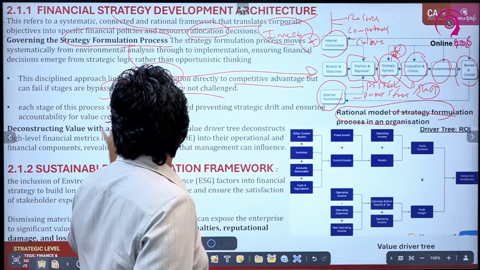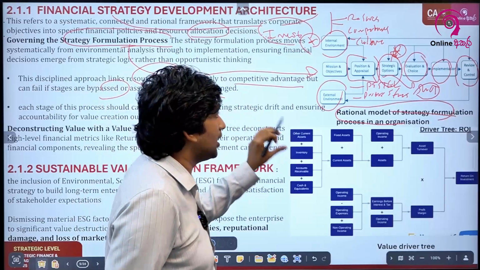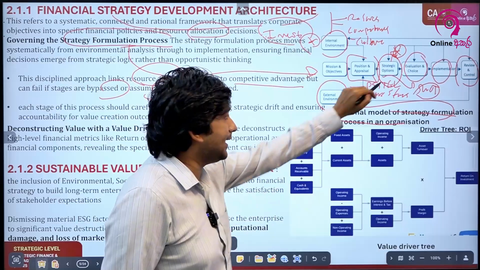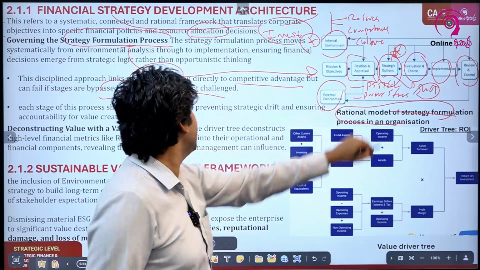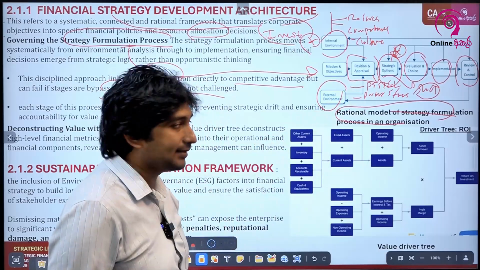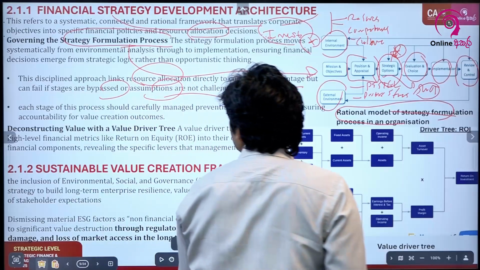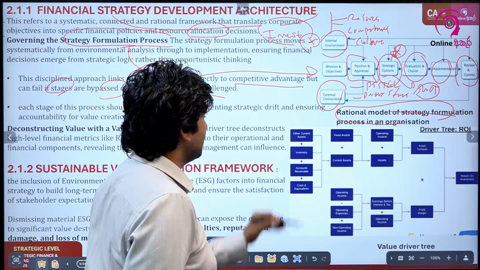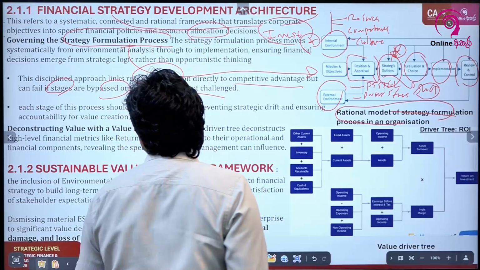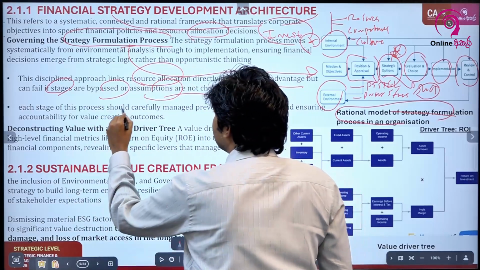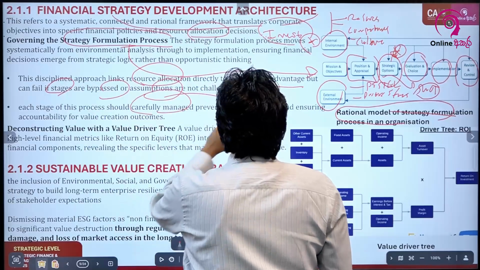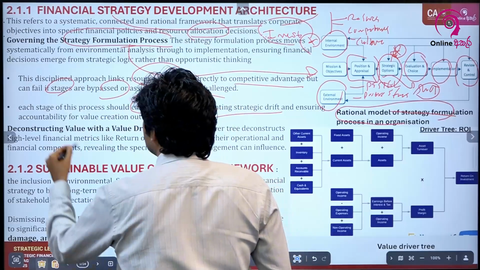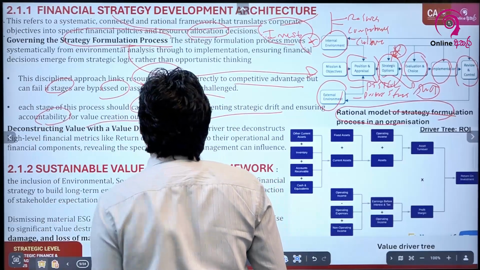So this is why you need to always follow this rationale model. If you fail even in one area, then the impact to the organization will be huge. Each stage of this process should be carefully managed, preventing strategic drift and ensuring accountability for value creation outcomes.